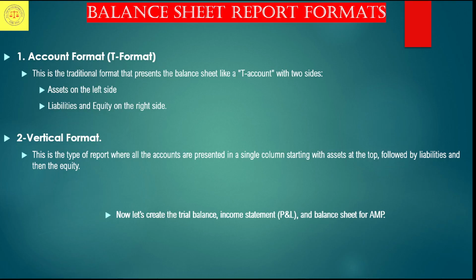Now let's create the trial balance, income statements, and balance sheet for A&P. And again, we are going to create these reports based on the data that we work with for A&P for the month of August. And the full set of journal entries that we use for August is on video number 3. So we are going to use the same ones to start with this.